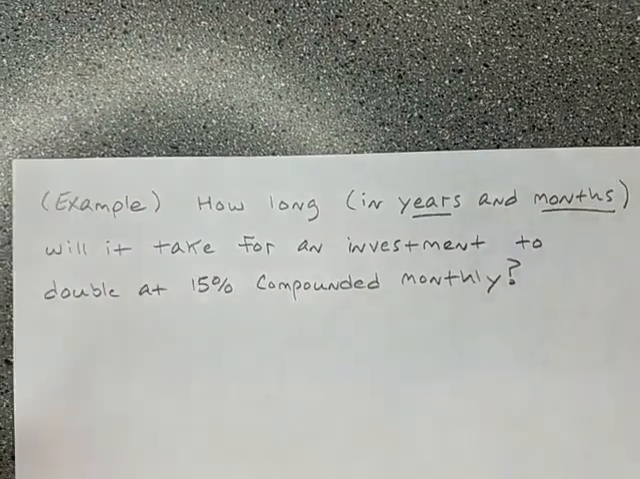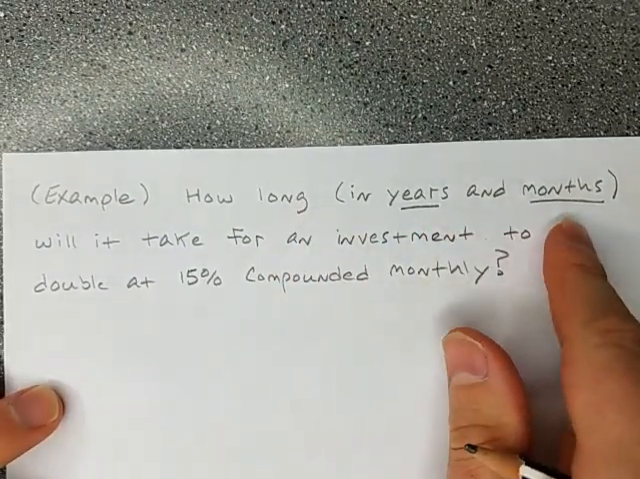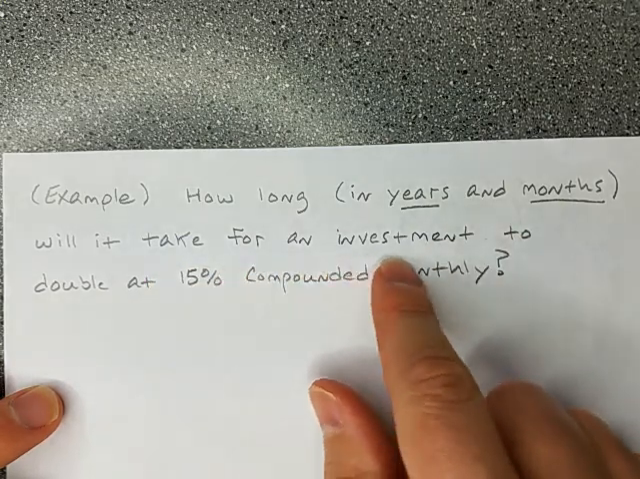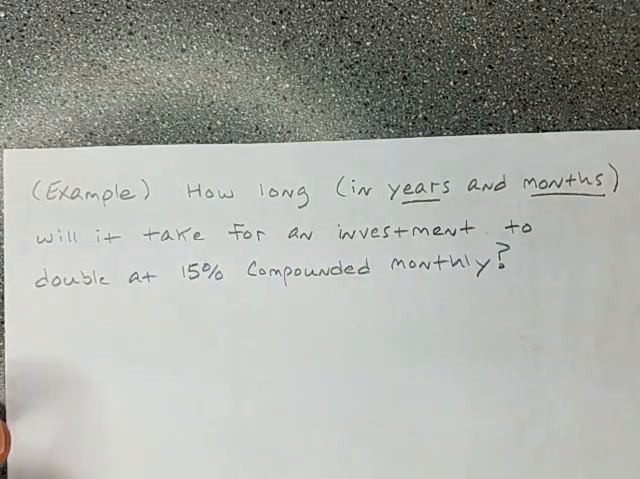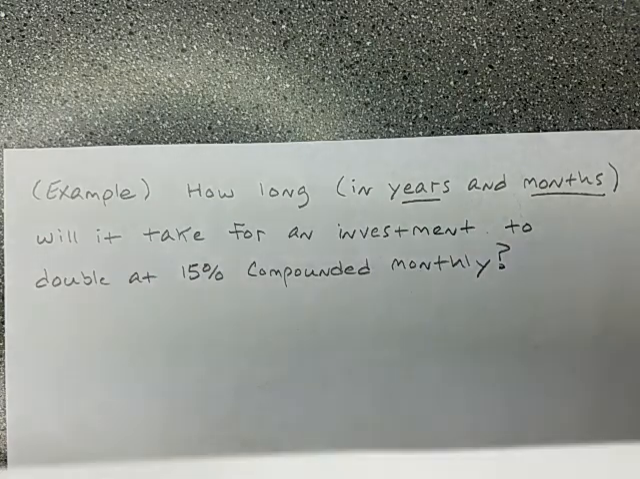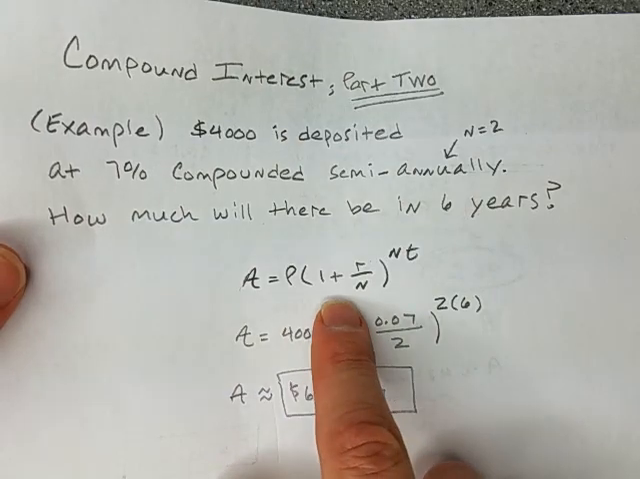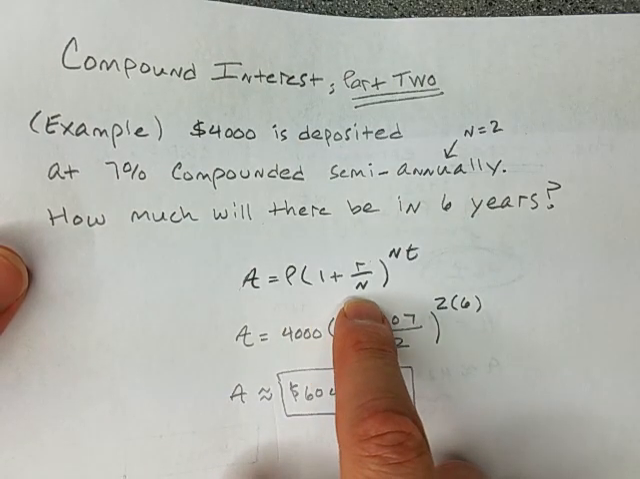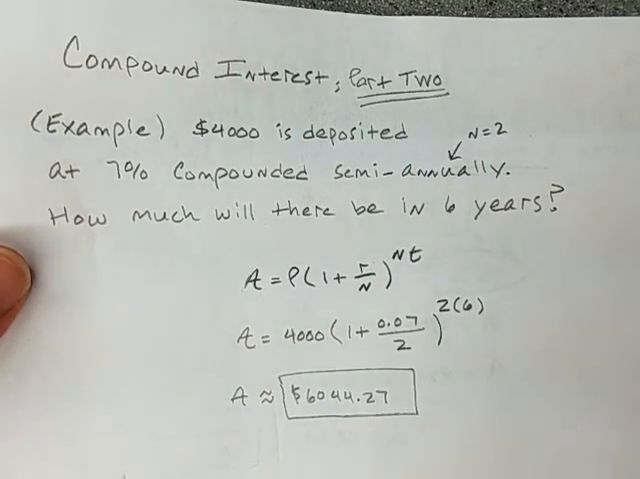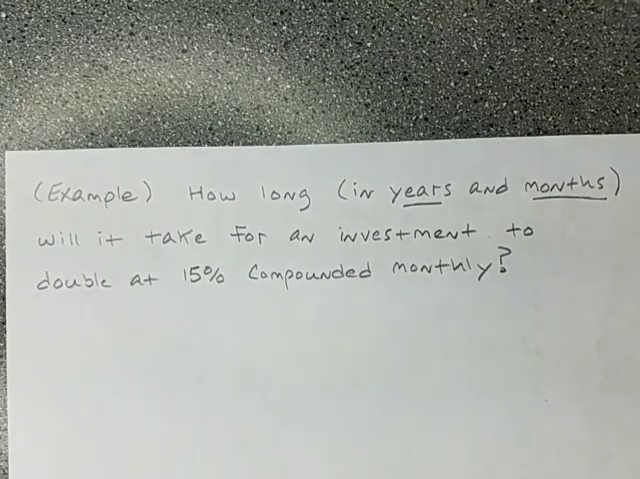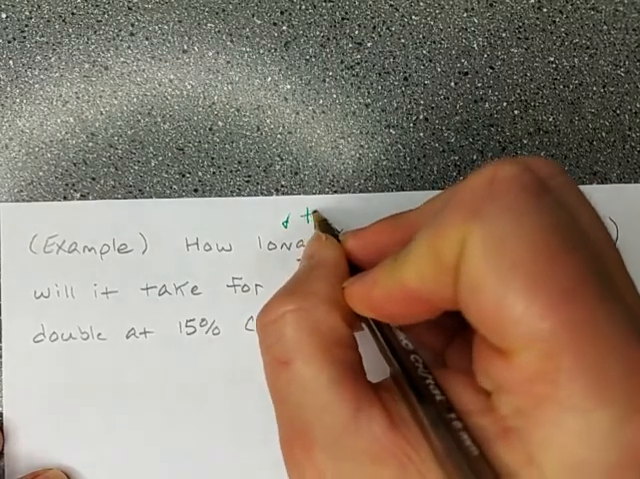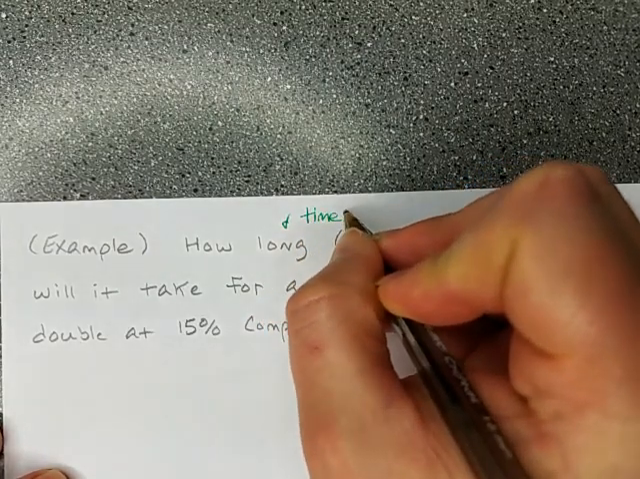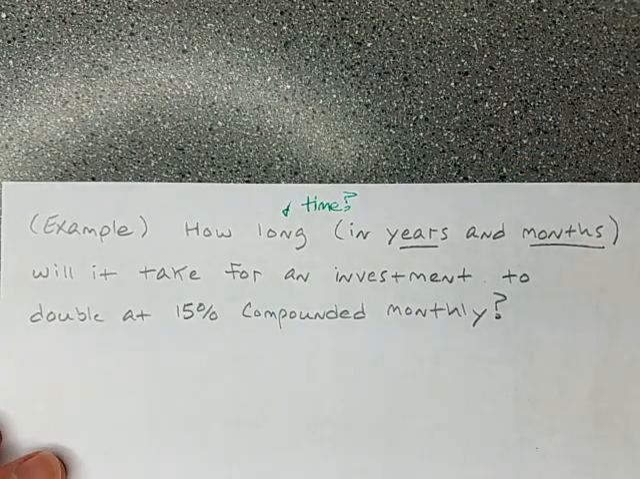There we go. All right. How long in years and months will it take for an investment to double at 15% compounded monthly? Now, for that one, compounded monthly, so that's going to be this formula here, and n is going to be 12, right? Monthly would be 12 times per year. But I'm trying to find the time. I want to know how long it is going to take for the investment to double.